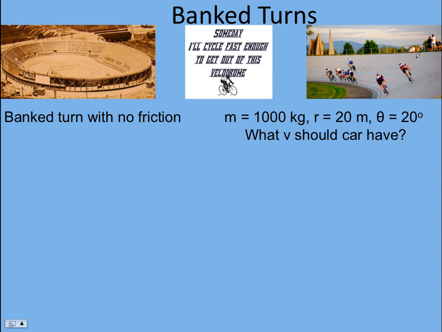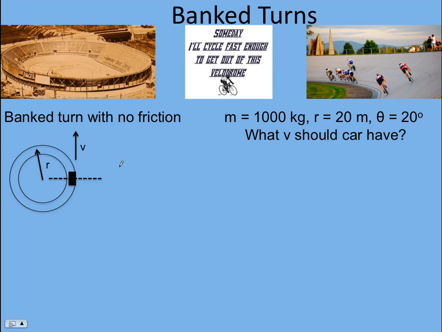What we want to know is how fast could a car go around a bank turn if it had a mass of 1,000 kilograms, the radius of the turn was 20 meters, and the angle of bank is 20 degrees. So how fast could the car go without slipping out or falling in?